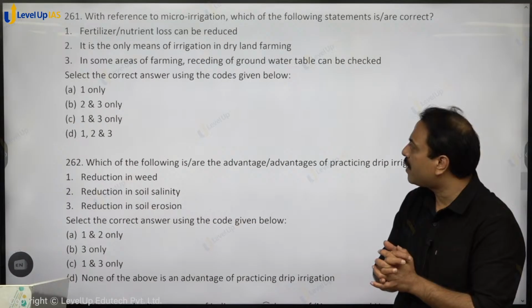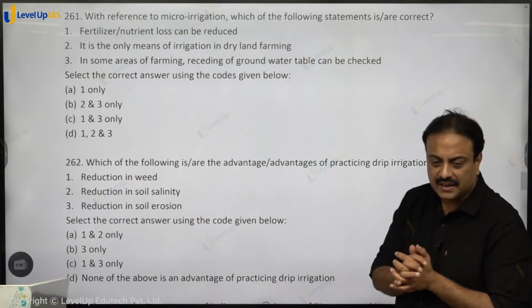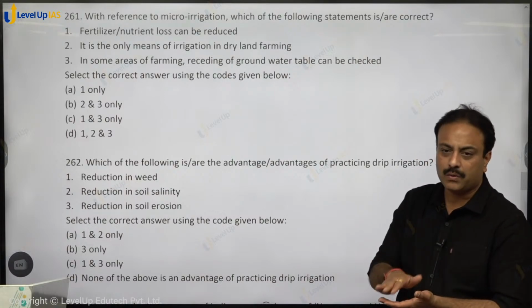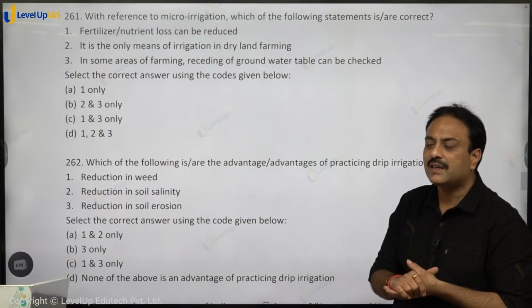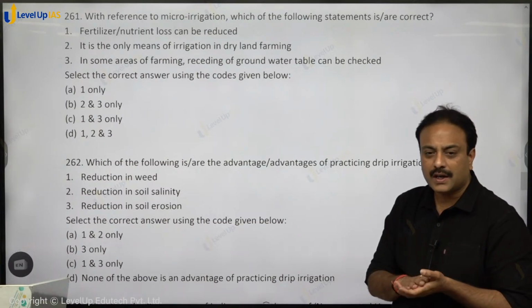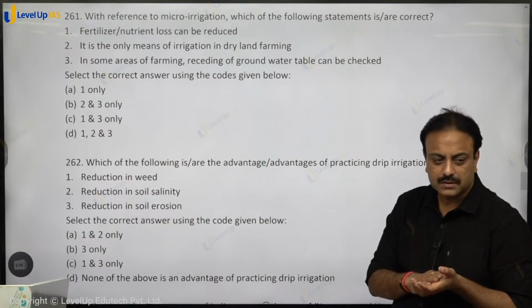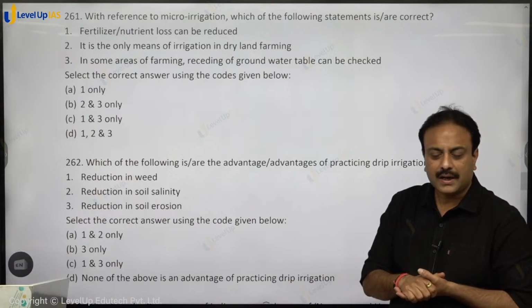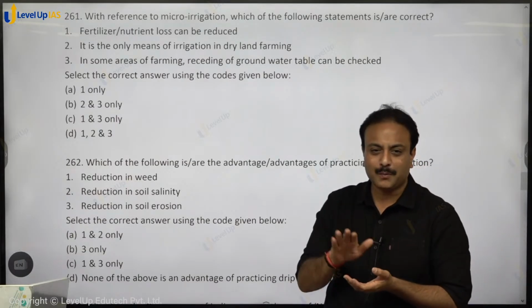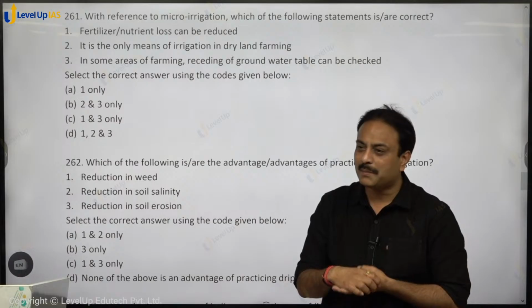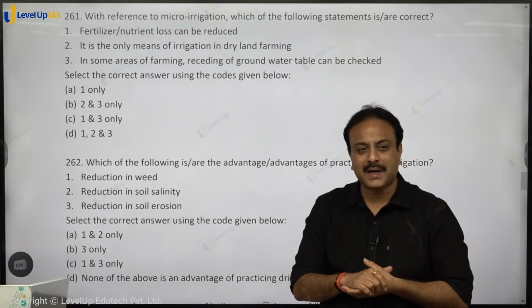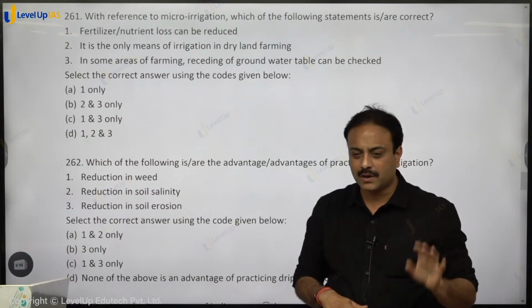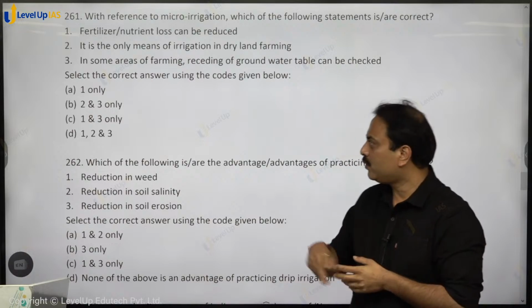In some areas of farming, receding of groundwater table can be checked. Receding of groundwater table going down and down and down, that can be checked, like in Delhi and region. You cannot go for underground boring. Yes or no? You know that underground boring is banned in the city of Delhi, and almost 100 borewells are formed every month. But it is banned in this city of Delhi. In the same manner, it is banned in multiple urban centers all across India. Why? To check water table.